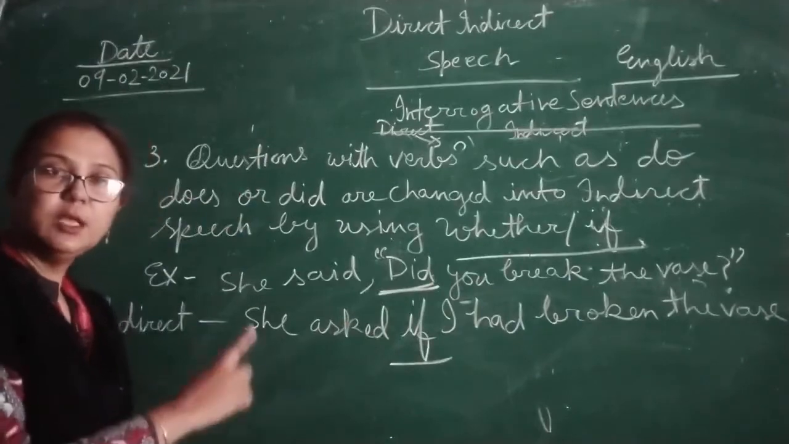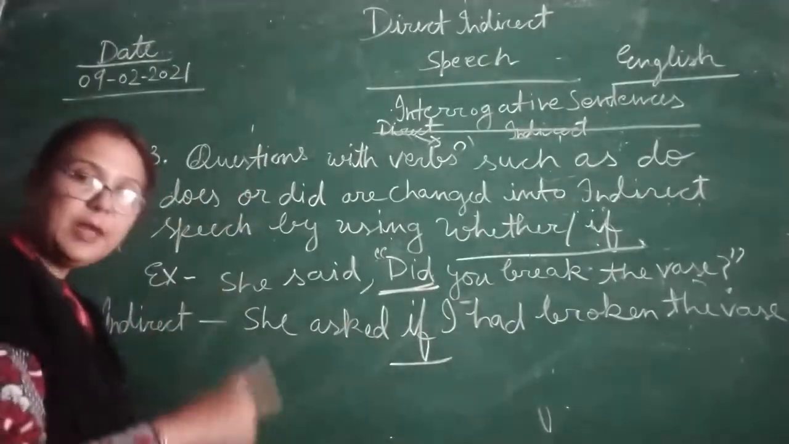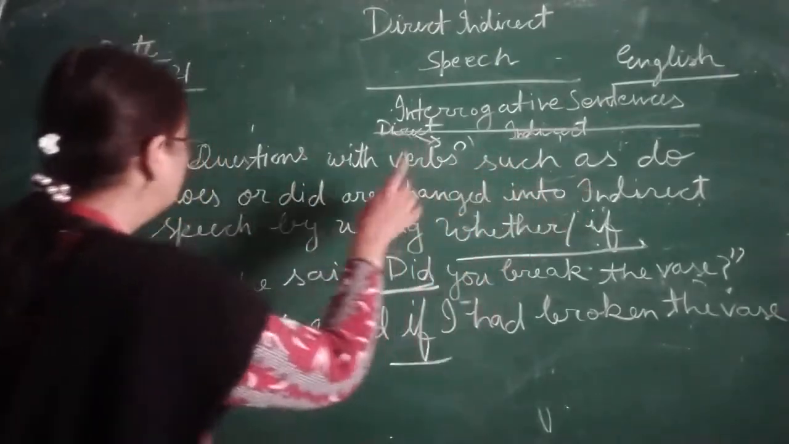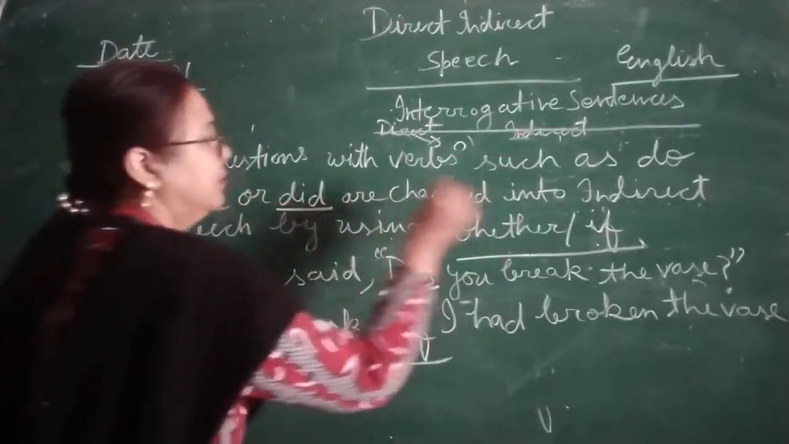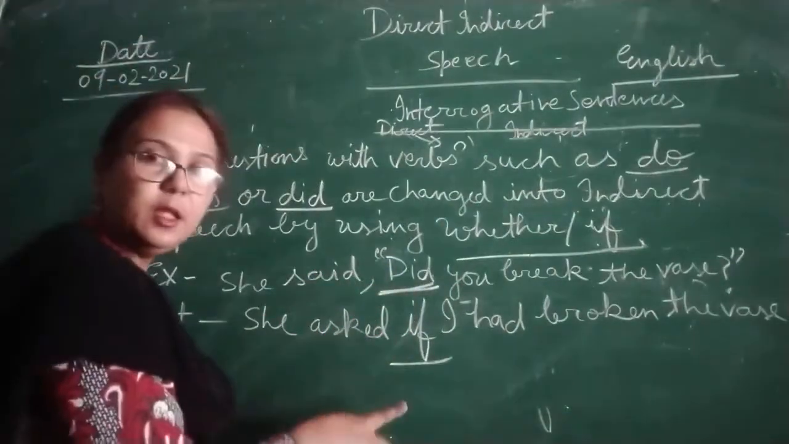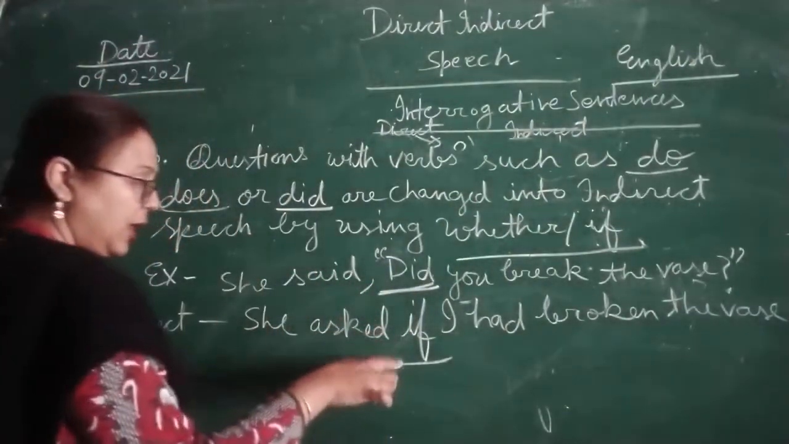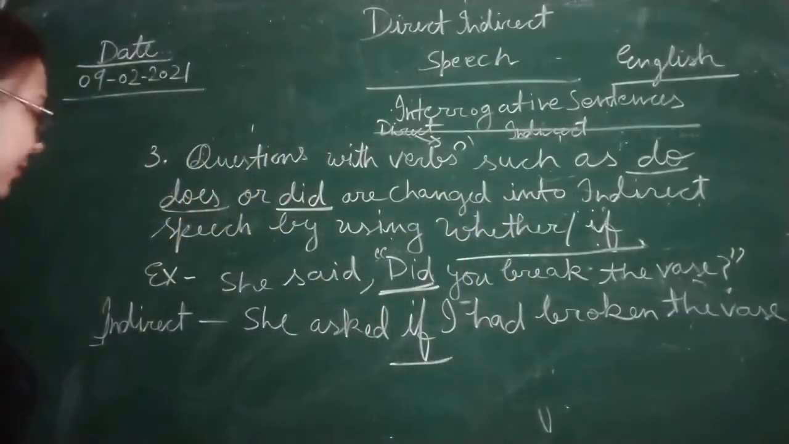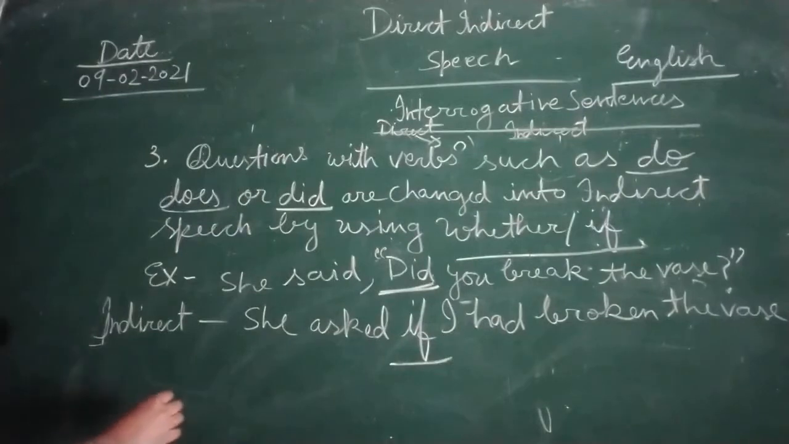Okay children, this is a very important rule. You have to learn questions with verbs such as do, does and did. If it is written do, does or did, you will change it into if or whether. Okay children, now I'll give you the next example also.